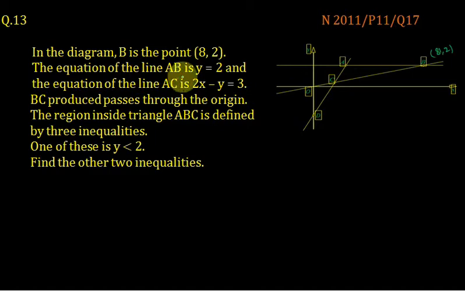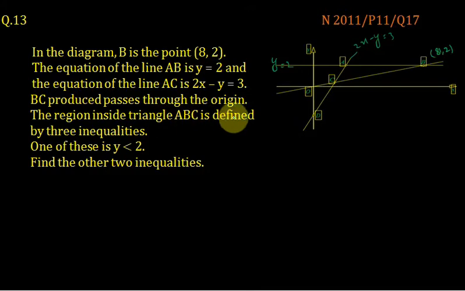The equation of the line AB is y is equal to 2. And the equation of the line AC, AC is this line, and this is given as 2x minus y is equal to 3. BC is produced through the origin.